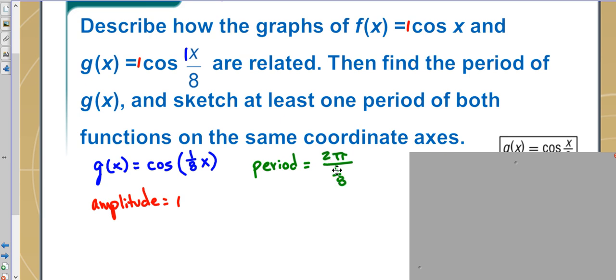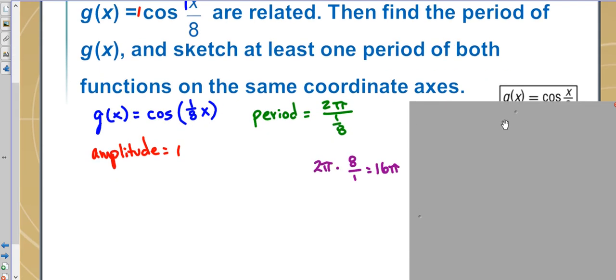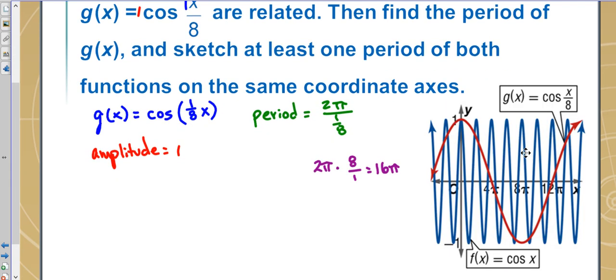Now this is a fraction divided by a fraction. To solve that, what you do is you take your numerator and you leave it, but instead of dividing by the denominator, you flip it and multiply by the reciprocal. So what's the reciprocal of 1/8? It would be 8 over 1. So if you multiply that, it'll be 16 pi. That should be my period. That means it takes 16 pi to complete one whole cycle.